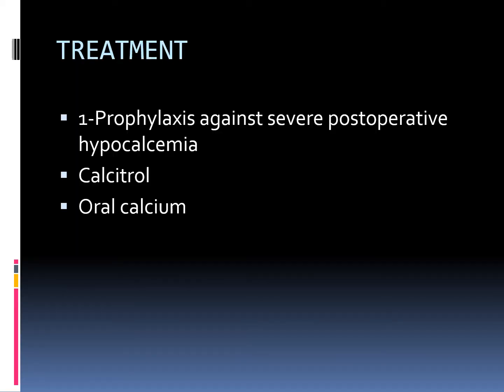The management of hypoparathyroidism is divided into three parts. First, the prophylaxis against severe postoperative hypocalcemia. Post-thyroidectomy hypocalcemia can be detected early by closely monitoring serum PTH and calcium. If the serum calcium falls below 8 mg per deciliter with a serum PTH below 10 to 15 picogram per ml after thyroid or parathyroid surgery, the patient is at high risk for hypocalcemia and can be prophylactically treated with calcitriol and oral calcium.